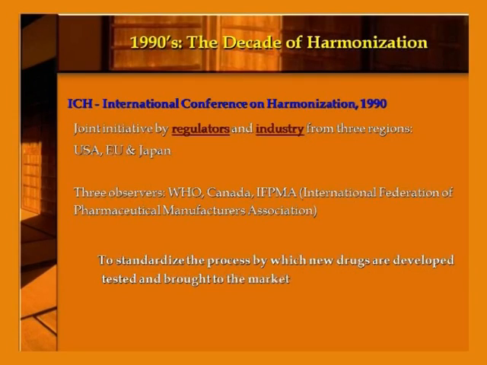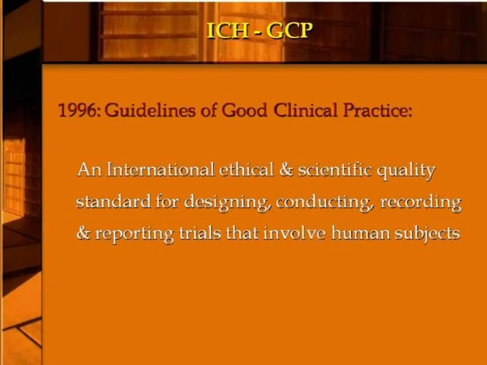Now the 1990s is called the decade of harmonization. Here the regulatory agencies and industry associations from three regions, the United States, the European Union and Japan, came together and formed the International Conference on Harmonization. This was done to standardize the process by which drugs are developed, tested and brought into the market. Then of course the ICH GCP, the guidelines of good clinical practice, which is the international ethical and scientific quality standard for designing, conducting, recording and reporting trials that involve human subjects.